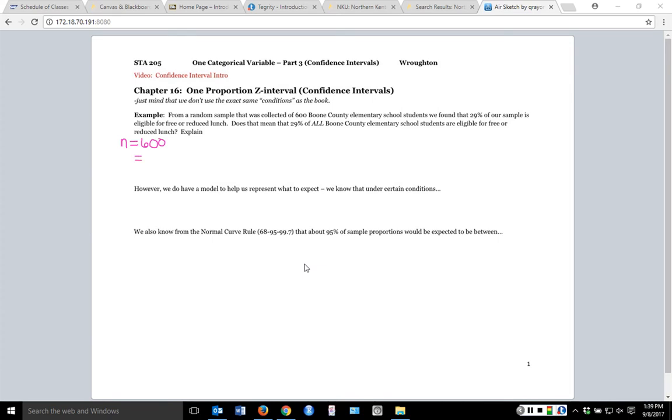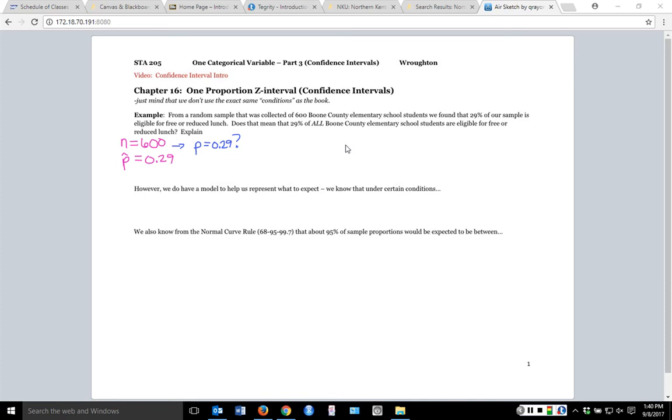And what is this 29%, or this 0.29, that they gave us? Well, it is a proportion for sure, but where is it coming from? It's 29% of our sample, right? So this 0.29 is a p hat. So what I'm really asking you here is, does that mean that 29% of all Boone County elementary school students are eligible for free or reduced lunch? Does this imply that p, the population proportion, is also 0.29?